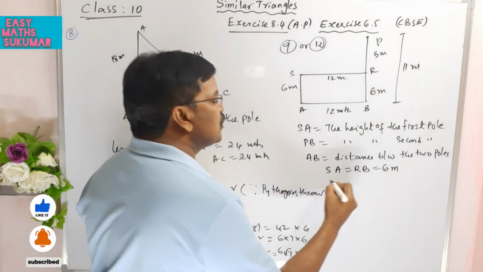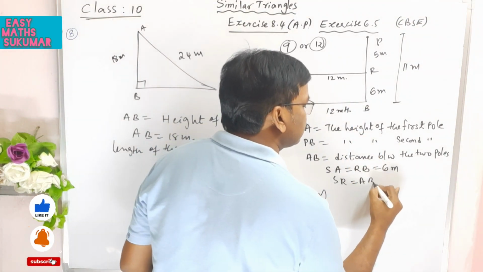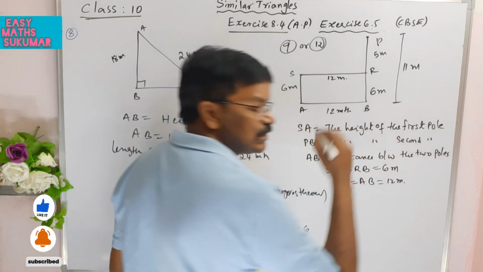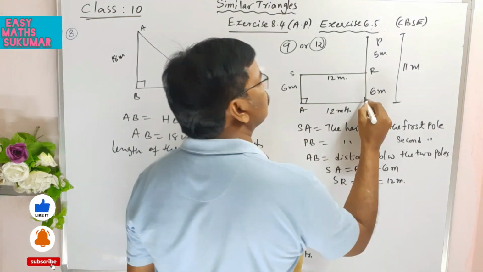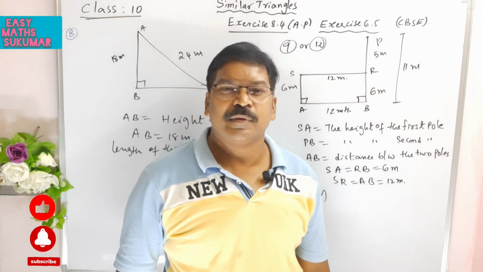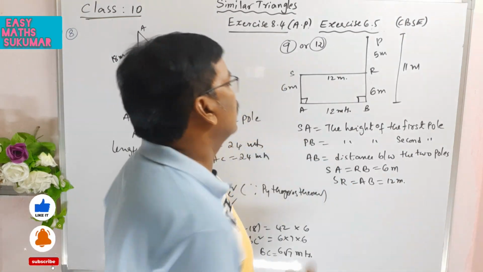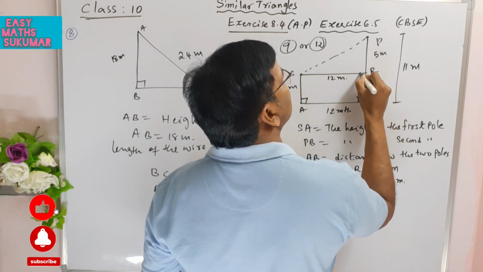That SR is equal to AB. That is also 12 meters. Okay. See, actually this is a right angle. This is also a right angle. A vertical pole on the plane ground makes an angle of 90 degrees. Okay. Now here, if you join this SP, it is also a right angle.